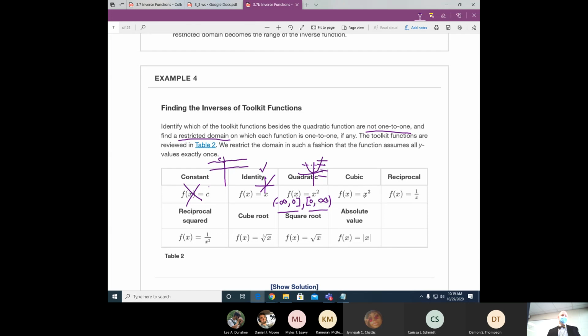Cubic, graph that. It's going to look something like this. And if there's a cube somewhere in there, it may shift left and right or up and down. This simple cubic, yes, it is 1 to 1. I'm good. And there are no values where it blows up.